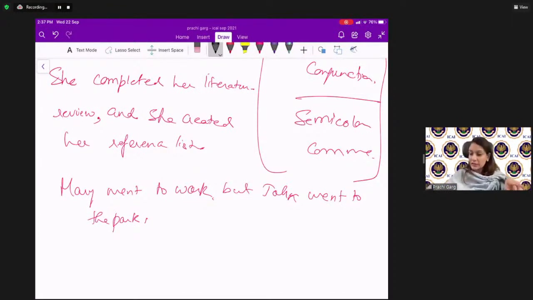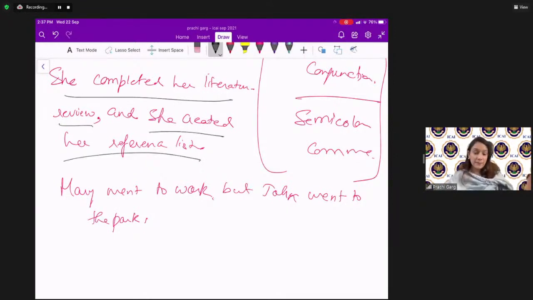Look at the first sentence. She completed her literature review. This is an independent clause. This is conveying the complete meaning. It is not dependent on anybody else, right? The next one is she created her reference list. This is again an independent clause. It is not dependent on any other words or any other thing. Am I clear? Any confusion that you have so far? And it is being connected with a coordinating conjunction, right?